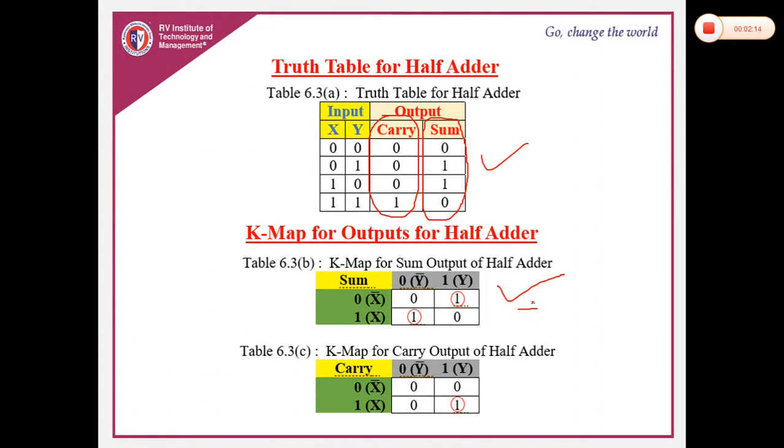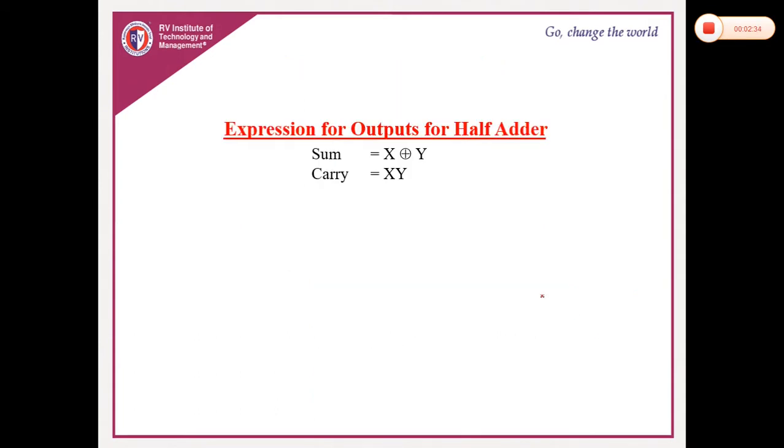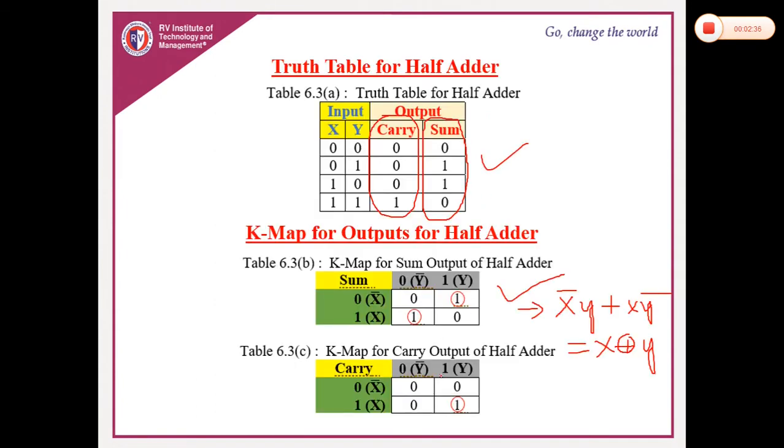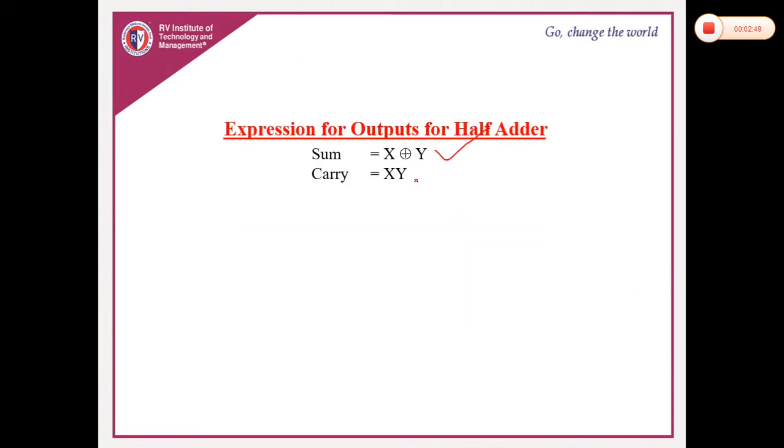Only single terms can be used for getting the expression, and you can see it is x bar y plus x y bar, which is nothing but the exclusive OR gate. So it can be written as x exclusive OR y. That is the expression for sum, and the same thing I have written here. Next, for the carry expression, it is 0 0 0 1, so only one 1 is there. The expression is nothing but x y. That is how you get the expression for carry also.